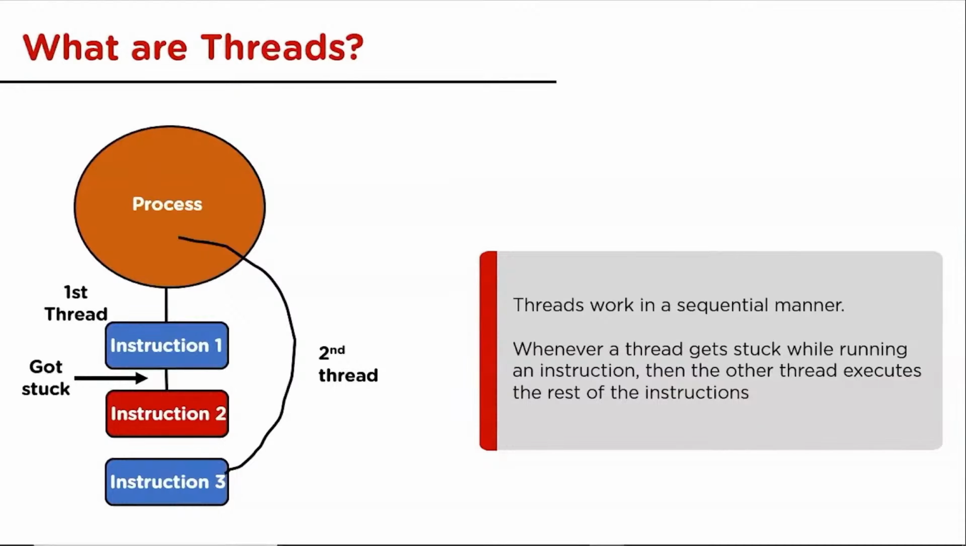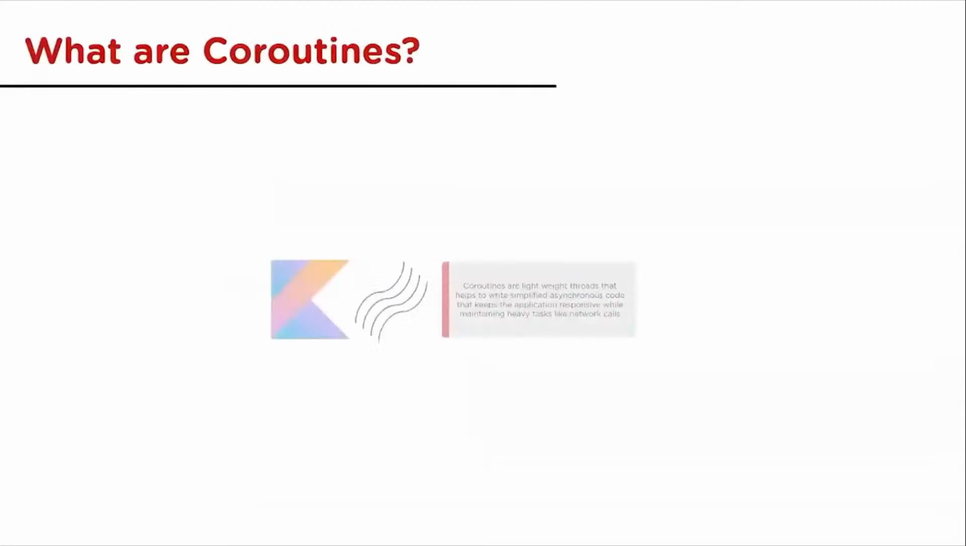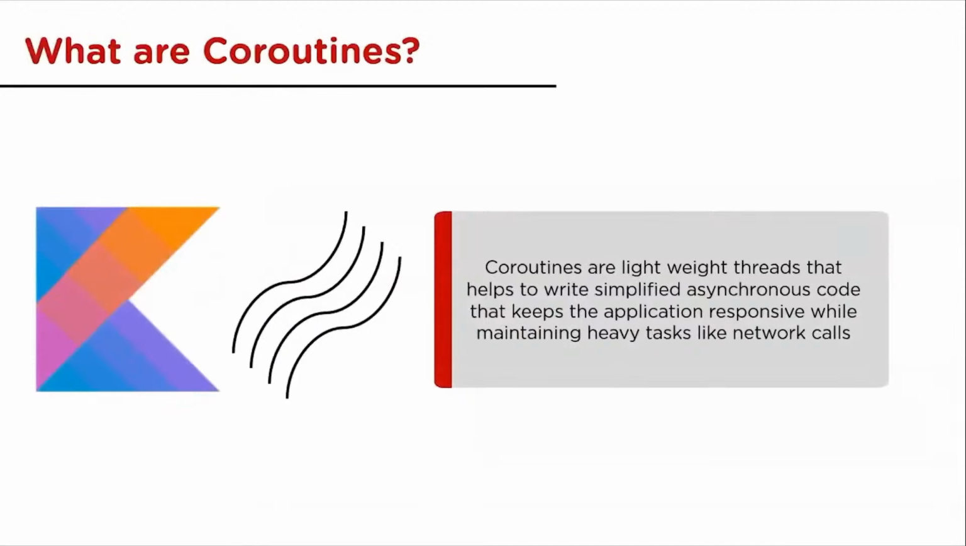So these were threads. Now, as we have understood threads, let's learn about coroutines. Coroutines stands for cooperating functions. The word co stands for cooperation and routine stands for functions. Coroutines can not only do all the things that a thread can, but are also very efficient.